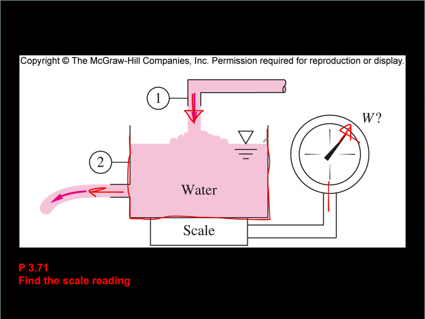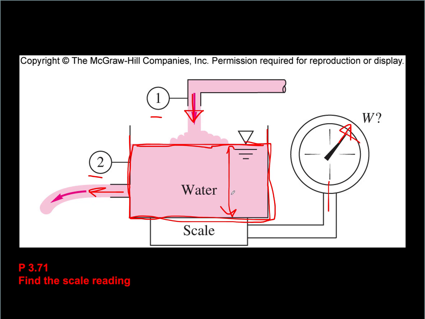In this particular problem, they tell you that the mass fluxes at 1 and 2 are equal, so that makes the height and the volume of the water inside the container remain constant. And the question that I have for you: will the scale read the weight of the liquid inside the container, or will it read something else?